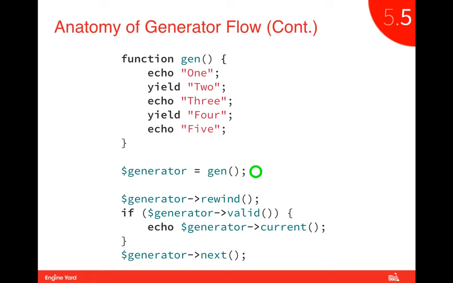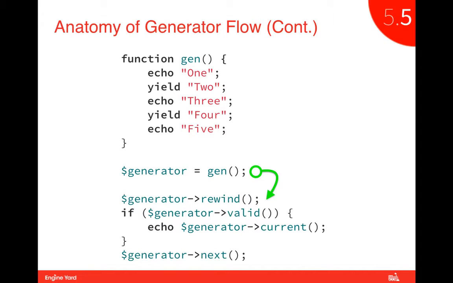We've got a simple generator, straight through, no loops, no nothing. Echo 1, yield 2, echo 3, yield 4, echo 5. We instantiate our generator, we start right here. The first thing that happens in a foreach is to rewind this call. So we're basically going to manually loop through this so you can understand what that foreach is doing.